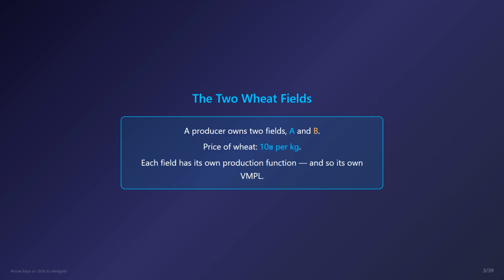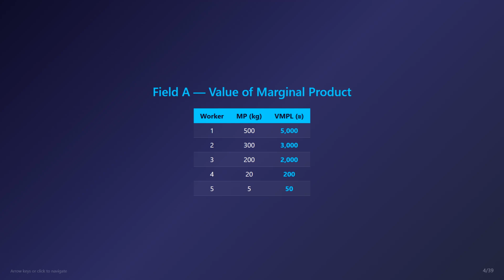Our producer owns 2 wheat fields. Call them A and B. Wheat sells for 10 shekels a kilo. Each field has its own production function, and therefore its own value of marginal product schedule. Here is field A. The first worker's value of marginal product is 5,000 shekels, the second 3,000, the third 2,000. Then it collapses. The fourth worker is worth only 200, the fifth just 50.